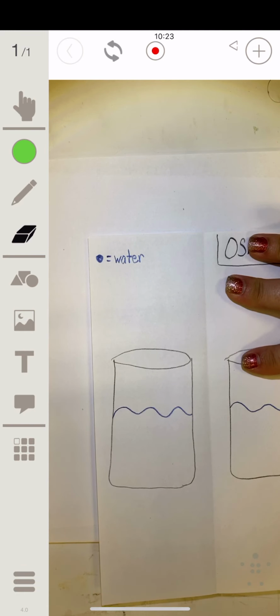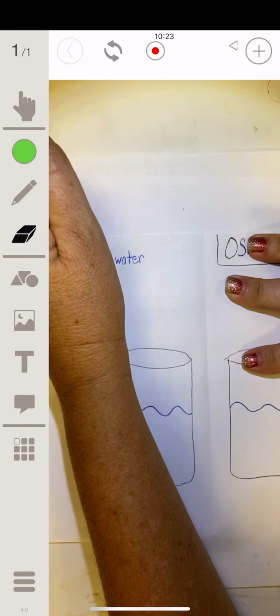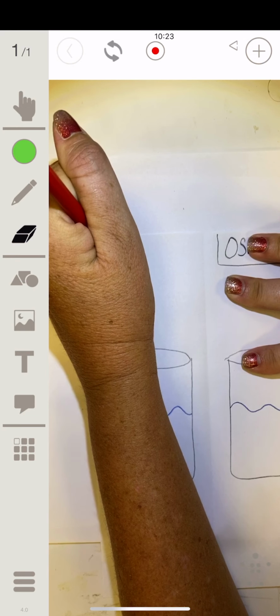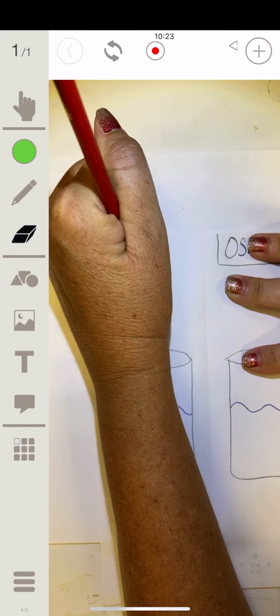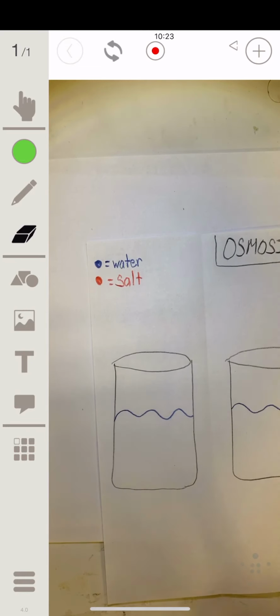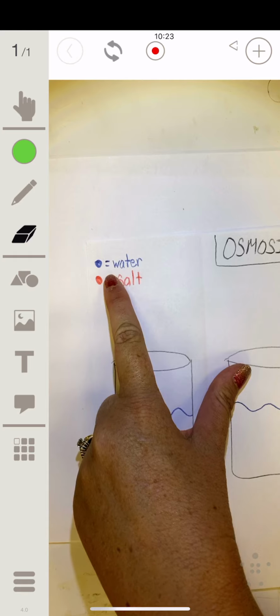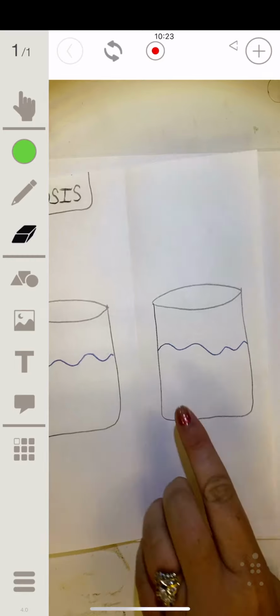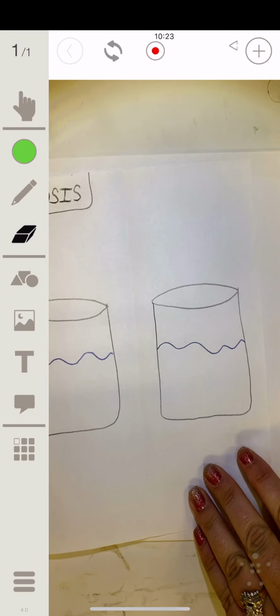And change colors to whatever color you want to use here. I'm going to use, I want to contrast it pretty well here. Red dot is going to represent salt. So we're going to show what happens when I put different cells in salt concentrations of varying levels. So I have blue dot water, red dot salt, and I have 3 beakers with some wavy lines in them, and that represents a water level.